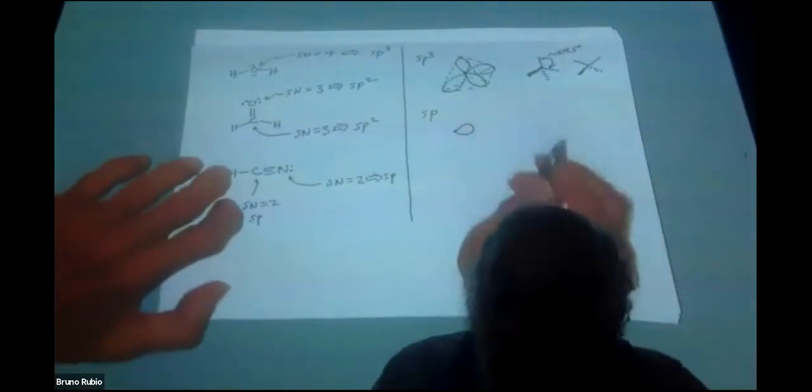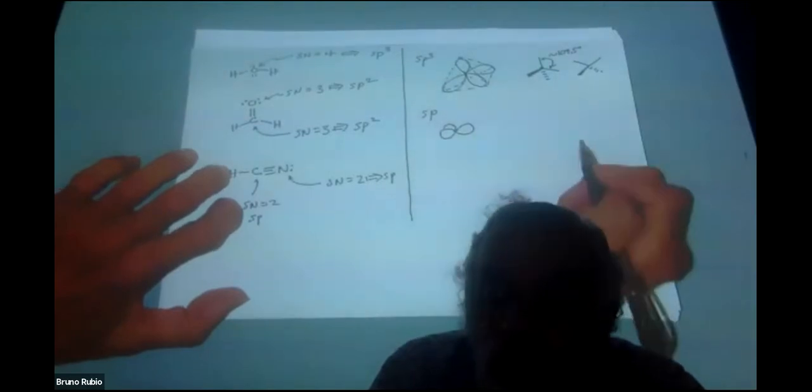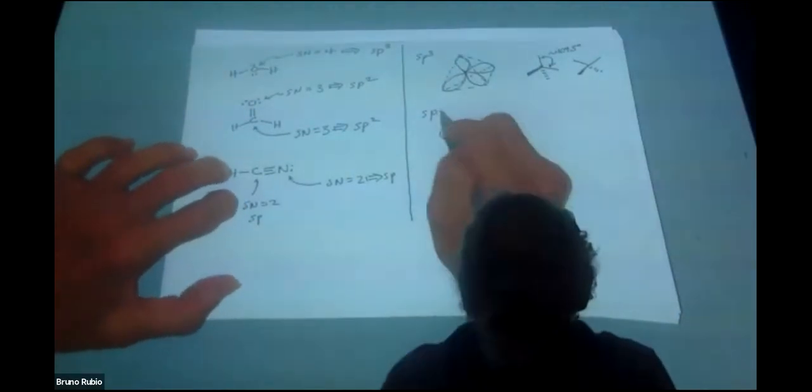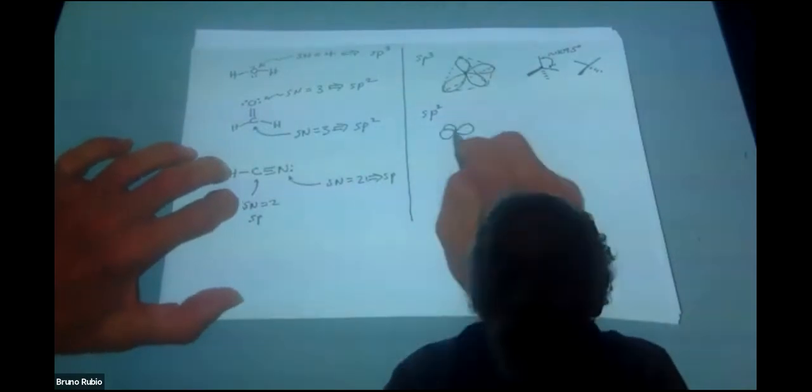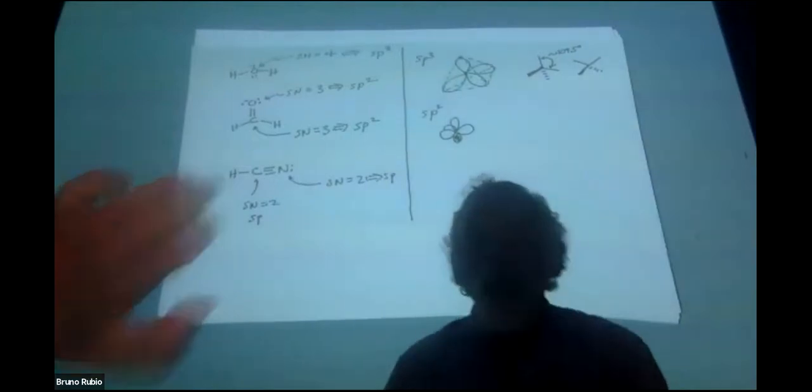Okay, the sp2 hybridized atom sits at the center of a complement of 3 sp2 hybrid orbitals, and then there's an unhybridized p orbital.